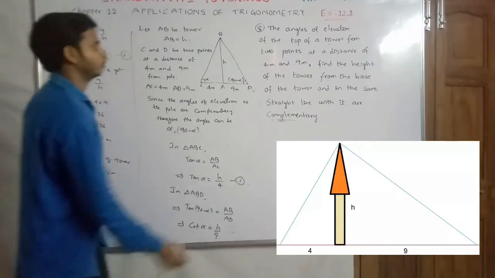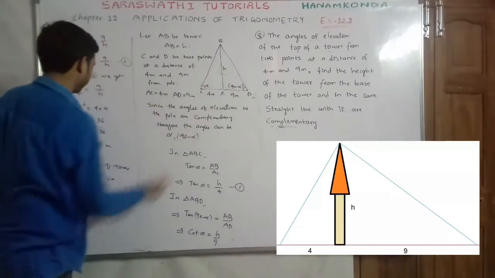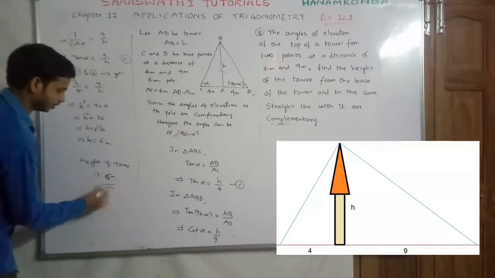In the question it is asked to find the height of the tower from the base of the tower. So it is asked to find the height of the tower. Therefore the height of the tower is 6 meters. So this is the answer.